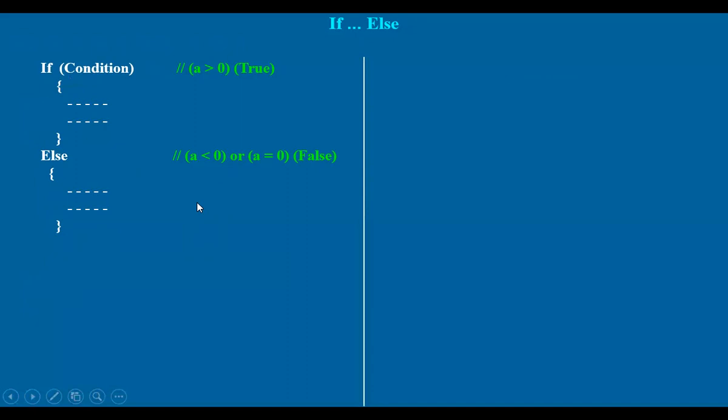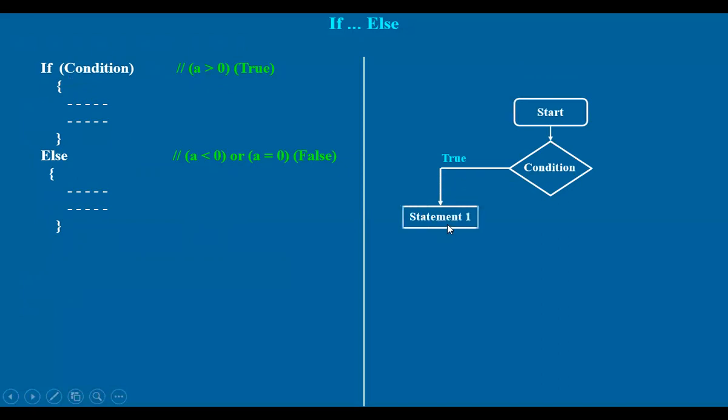Let us see this again with the help of a flow chart. Start the program and a condition is tested. Suppose you take this example, A is greater than 0. If that condition is true, it comes to this flow and executes a set of statements here and comes out. Other program statements may be there and they will be executed.